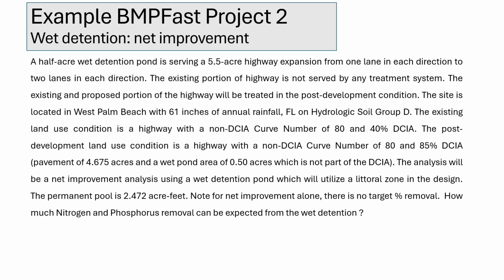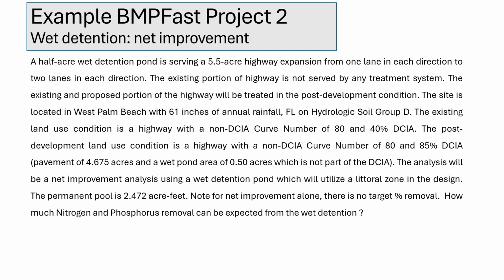In the post-development condition, both the existing and the proposed highway sections will be routed through the wet detention pond for treatment. The site is located in West Palm Beach, Florida, with 61 inches of annual rainfall and hydrologic soil group D soils, which are the least permeable soil group and generate the most runoff.